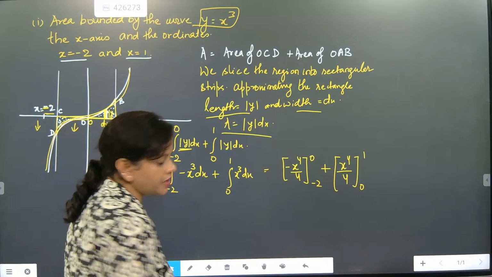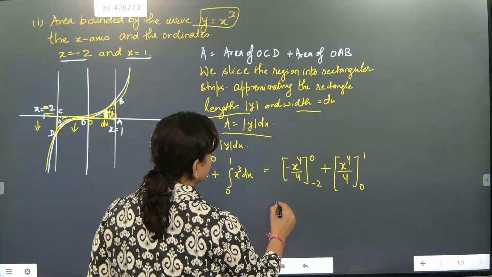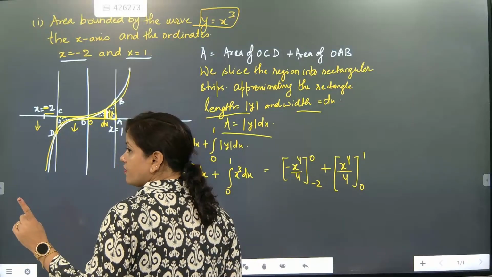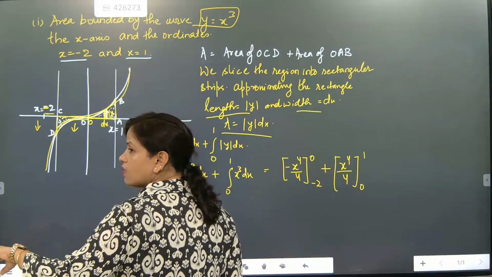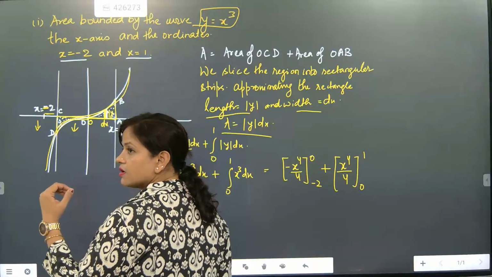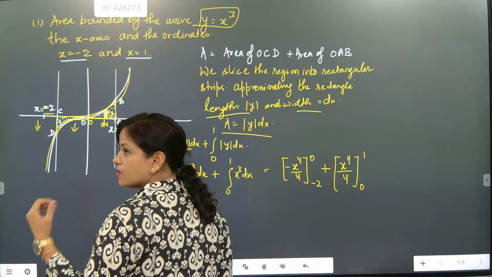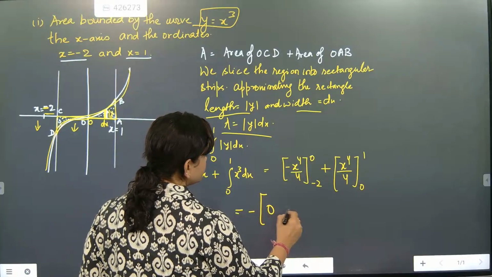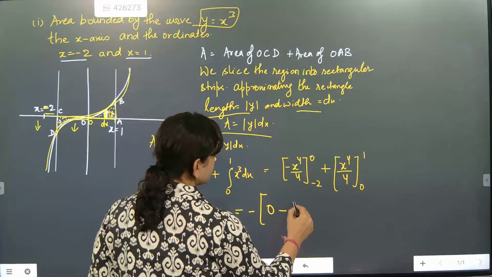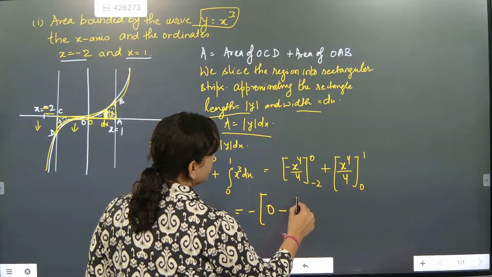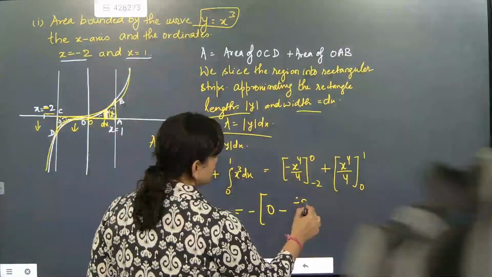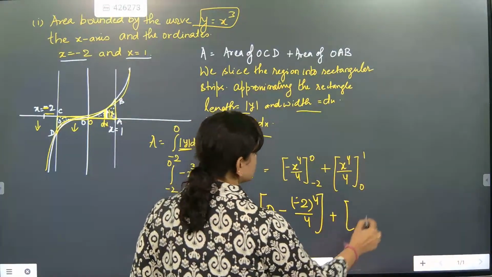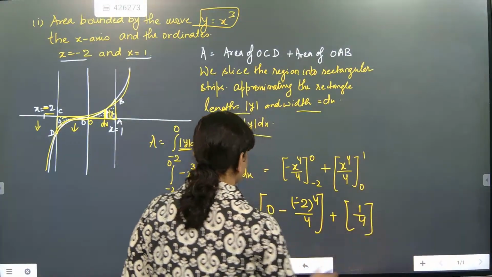Now let's solve this part. There is a limit of everything. I gave 1 o'clock. What is the time you are reaching? 2 o'clock. This part will become 0 minus, the minus came out. Here it is coming: minus 2 to the power 4 by 4 plus 1 by 2.